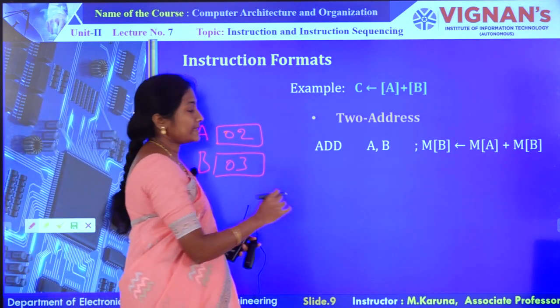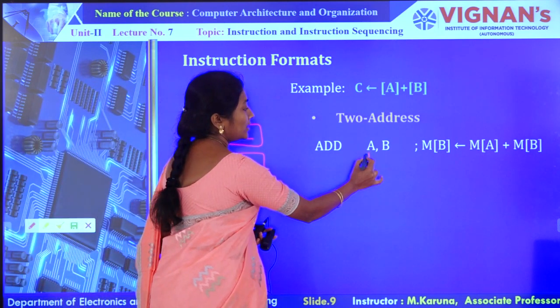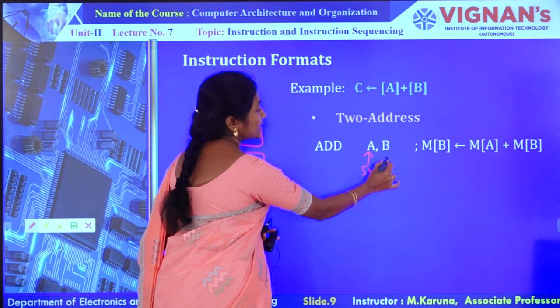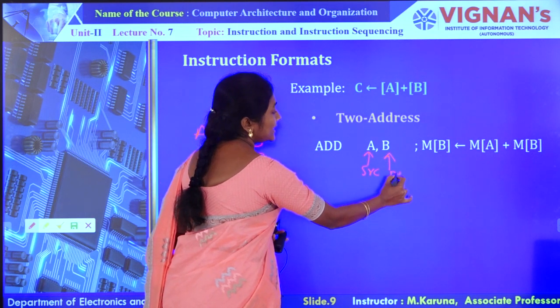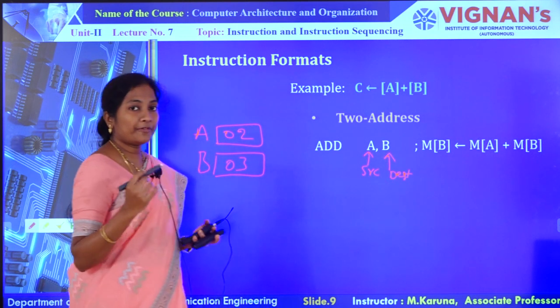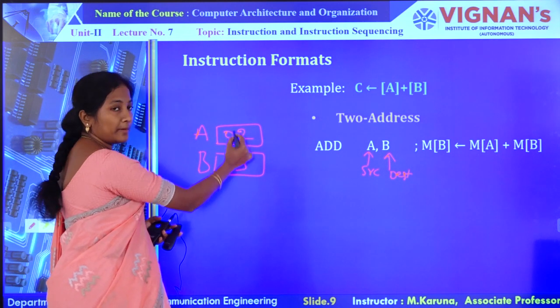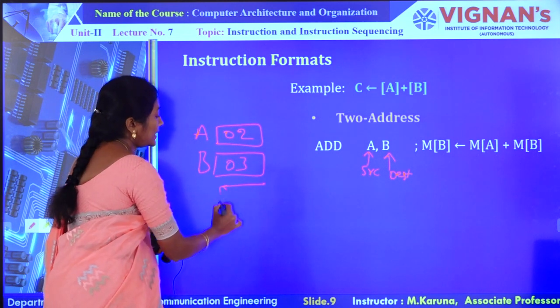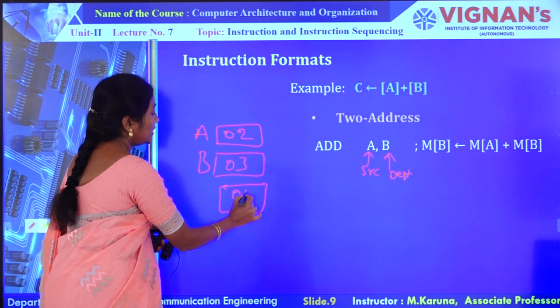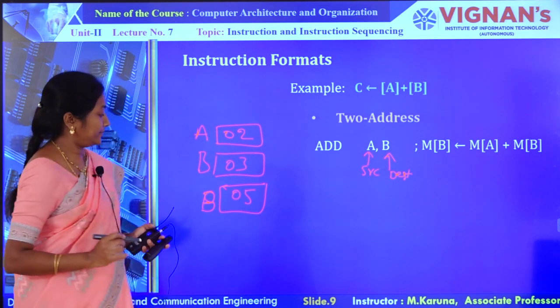So, in this case A acts as a source, B acts as a destination. So, after performing the operation between A and B, output automatically transferred to B.